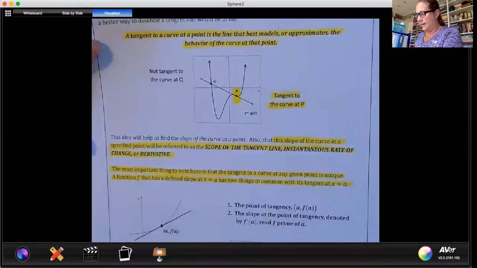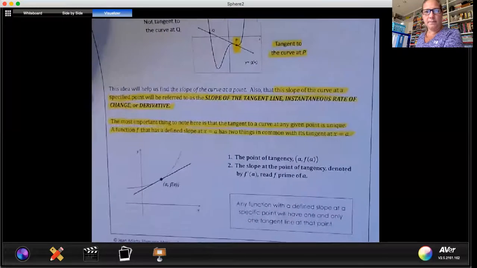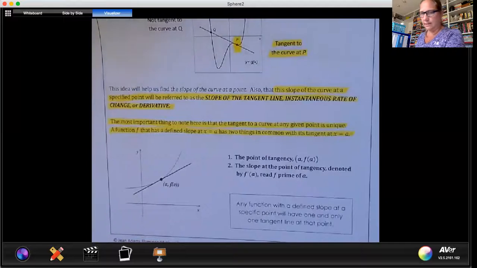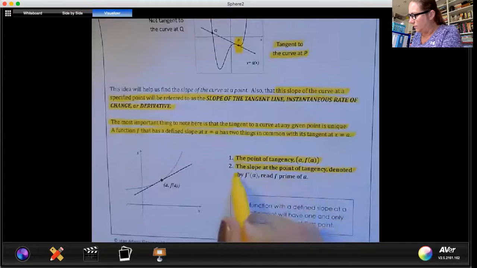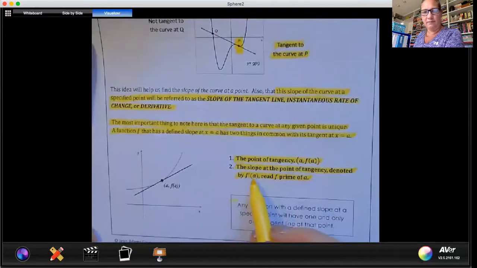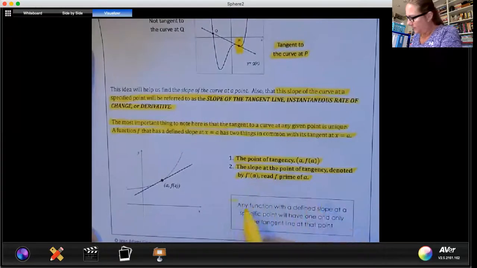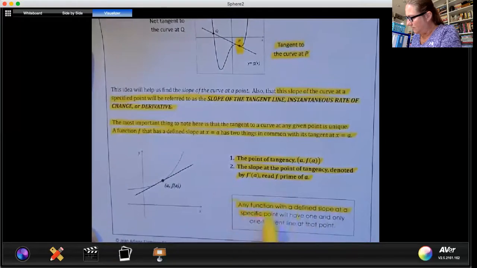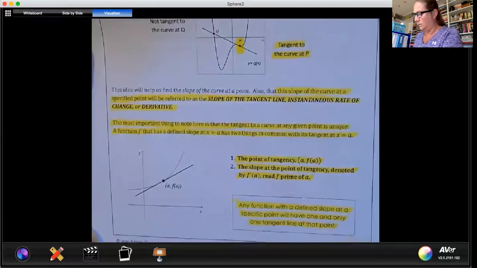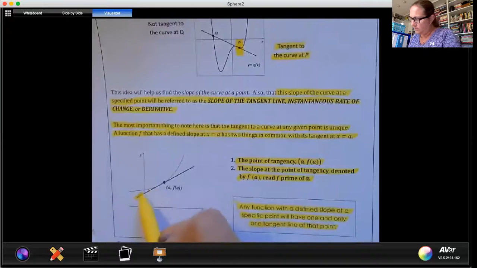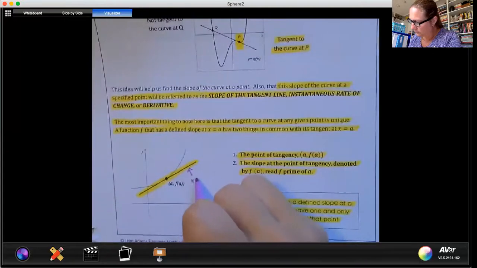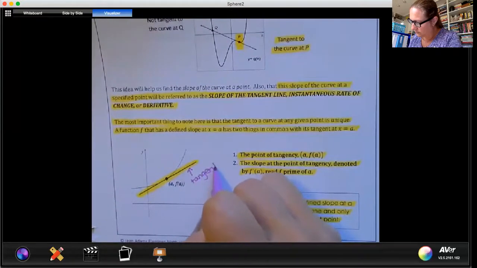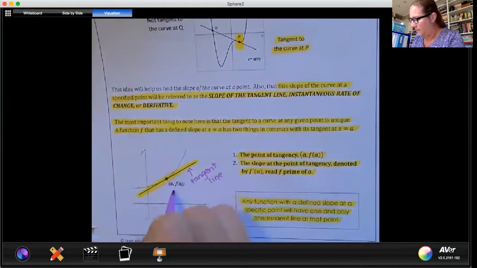A function f that has a defined slope at x equals a has two things in common with its tangent at x equals a: the point of tangency, (a, f(a)), and the slope at the point of tangency, denoted by f prime of a, which is how it is read. Any function with a defined slope at a specific point will have one and only one tangent line at that point. So in our diagram, there's our tangent line. And here is our point of tangency.